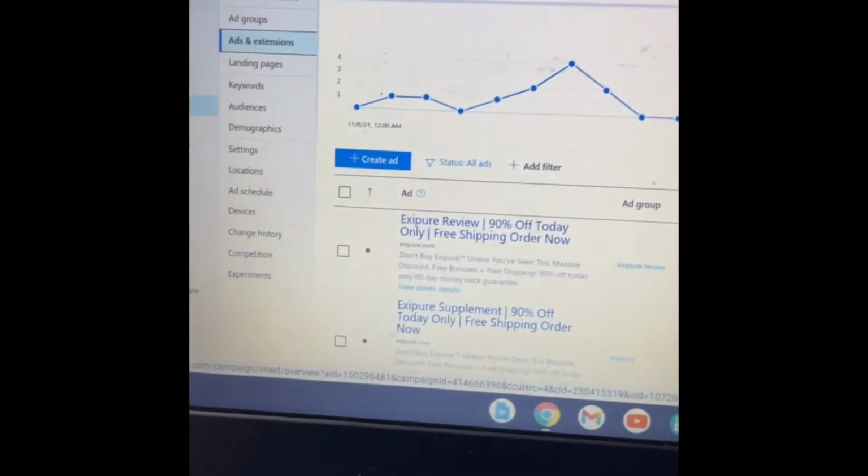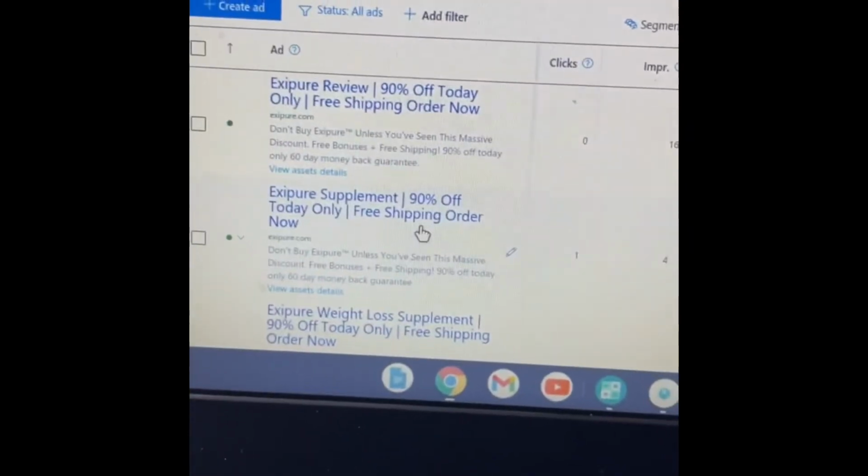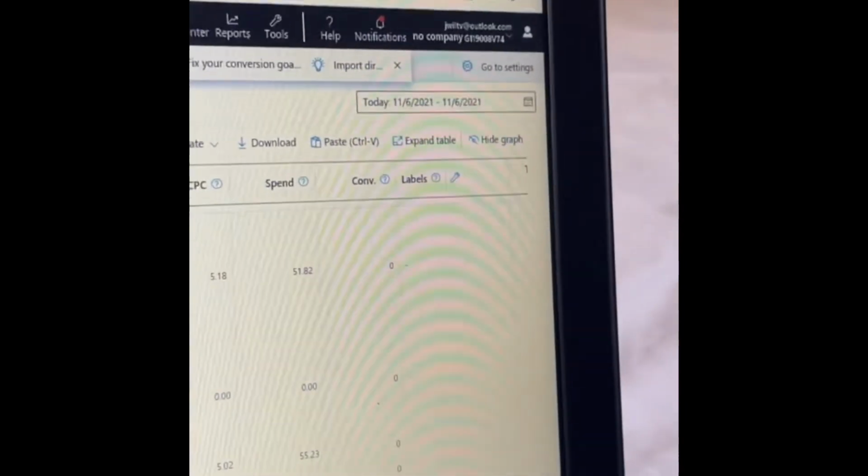Let's dive into our Microsoft ad account. There we go, right here. See the impressions for the day. We got no clicks. We got 1 click on this one, Aspirational supplement for $3.41. This one has 10 clicks, $5 per click. Today total I spent about $55. Received about 11 clicks total and 92 impressions. You can see today is the 6th, Saturday.